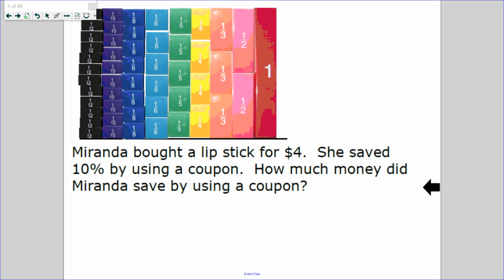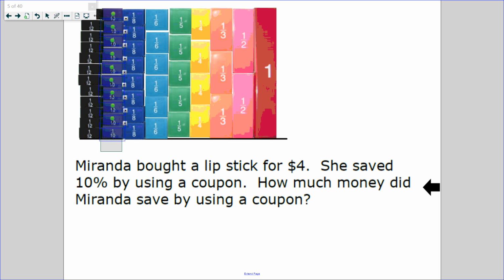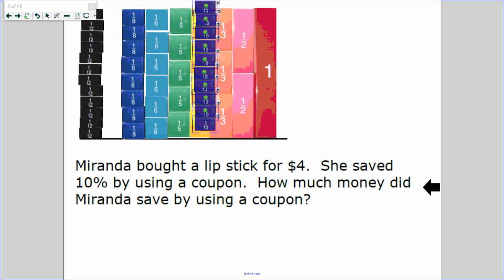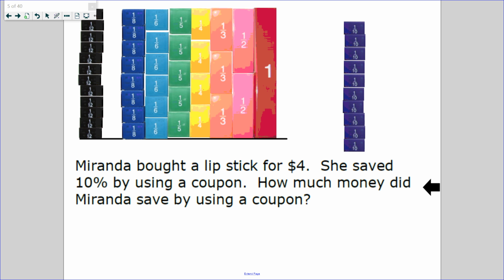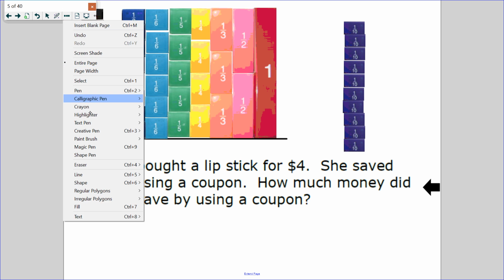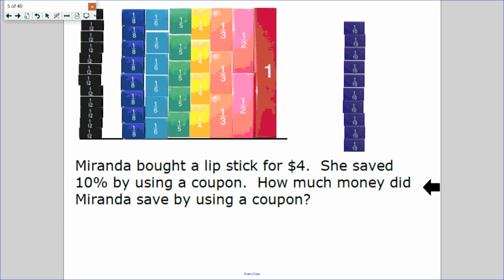Miranda bought a lipstick for $4. She saved 10% by using a coupon. How much money did Miranda save by using a coupon? Hopefully, as you were picking it up, you found these bars, 1/10. If you look on the other side, they are flippable. You flip it around. It should say 10% on the opposite side. So this whole bar represents 100% or $4.